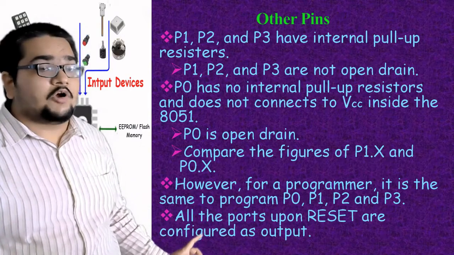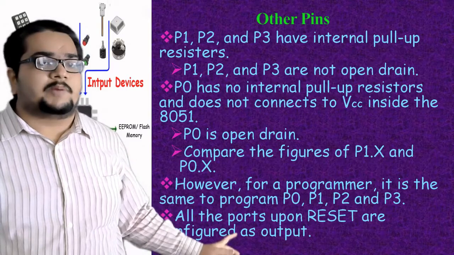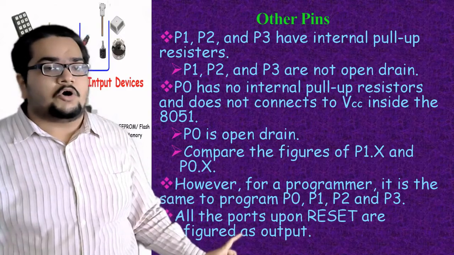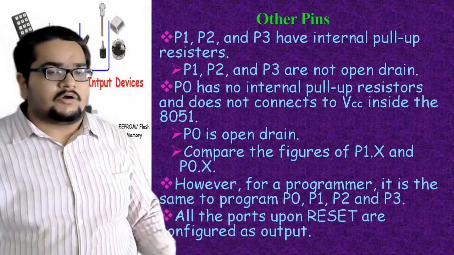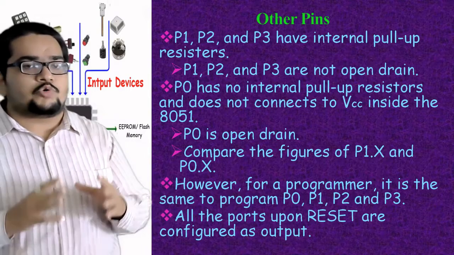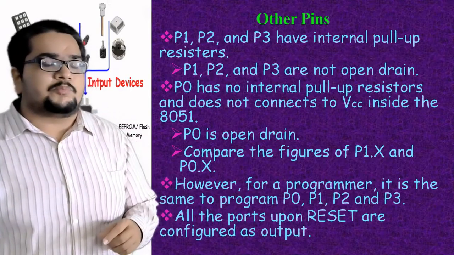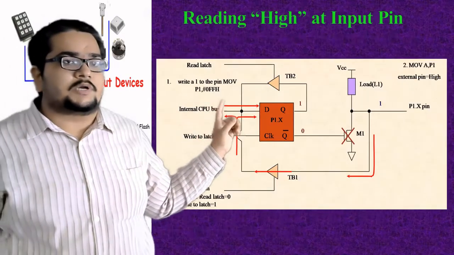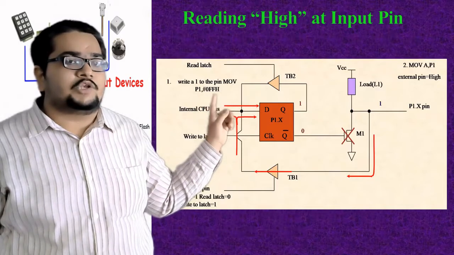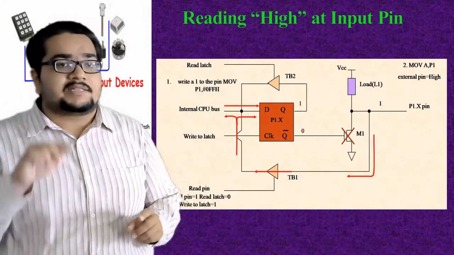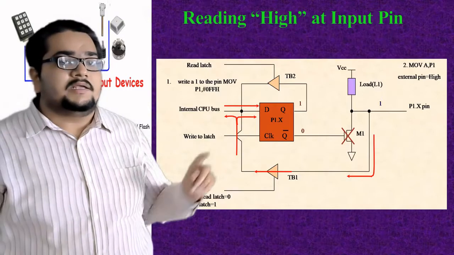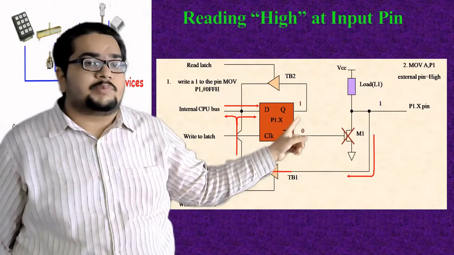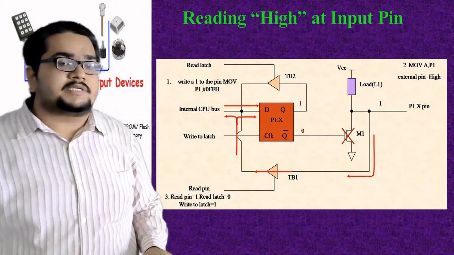All the ports upon reset are configured as output ports. This is a very important point. On reset, ports 0, 1, 2 and 3 all behave as output ports. Otherwise, whenever we use them, we have to configure them as input ports. For input port configuration, as you have seen in the earlier slide when we looked at read operations, you have to move FFH to that port. So we have to make them high. When we make them high, the output of that Q becomes 1. You might have noticed that here also.